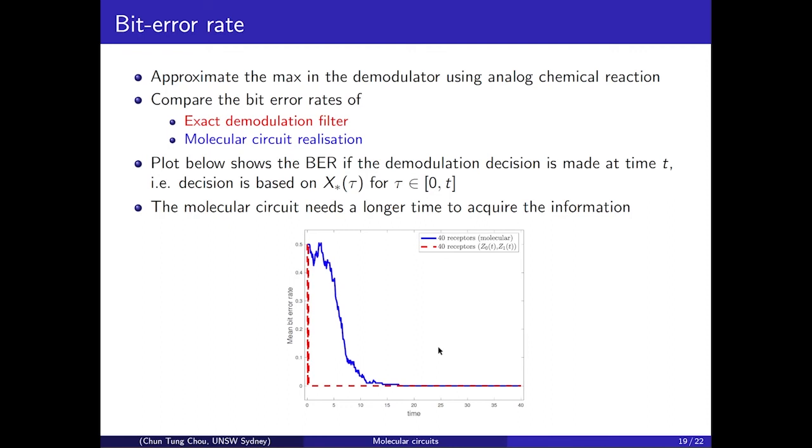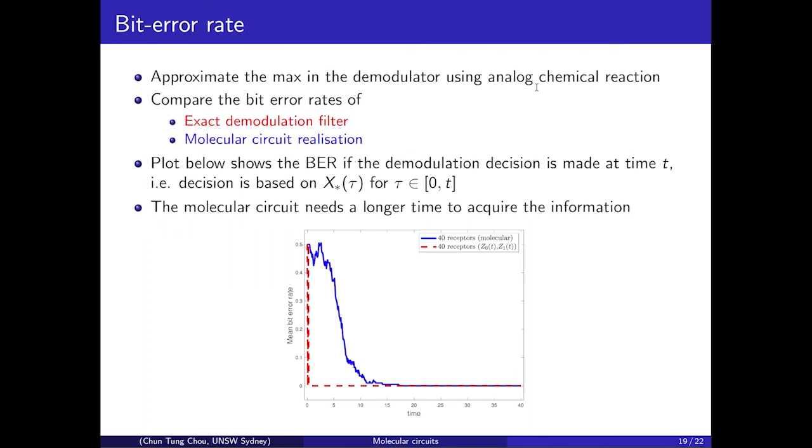Now, what does the bit error rate look like? One thing that I haven't talked about is how we implement the max operator. So what we did was we implemented it using some analog chemical reactions, because max is essentially a digital computation. We don't want to do digital computations because it's energy intensive. So we have chosen an analog implementation of the max.